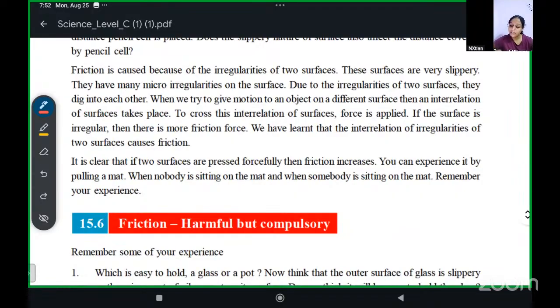When we try to give motion to an object on a different surface, then an interlocking of the surfaces takes place. To overcome this interlocking, force is applied. If the surface is irregular, then there is more friction force. We have learned that, Ma'am, the irregularities, yes, Abraham, ma'am, could we create like a spinner or something that nullifies friction completely?